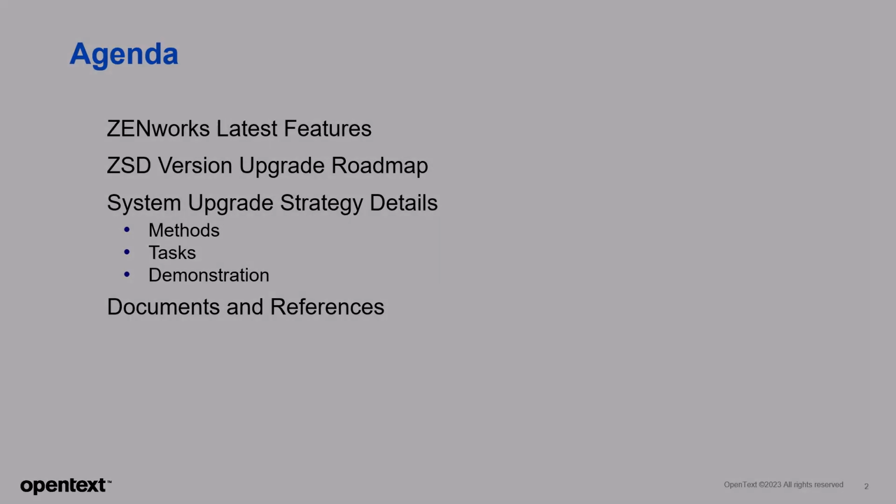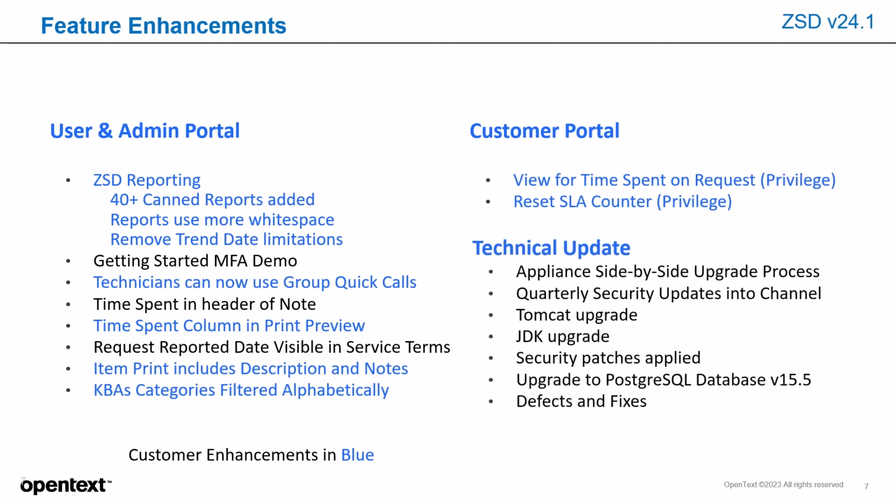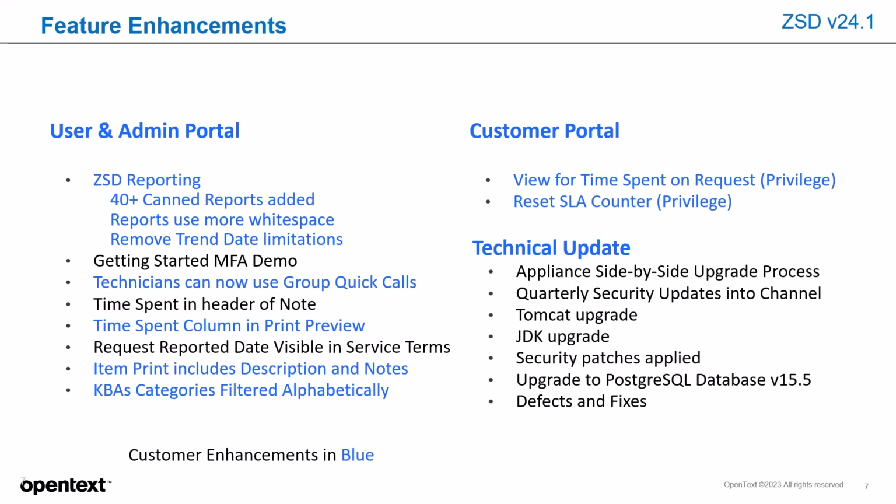So let's get started. Some of the feature enhancements are in the user and admin portal, as well as in the customer portal. And then there's some technical updates for upkeep. So we have some focused on reporting, and we have some other areas that we really focused on some details in cosmetics and getting some privileges in there. So these are the different ones. If you wish to see the feature enhancements in detail, look for our ZENworks 24.1 What's New video.